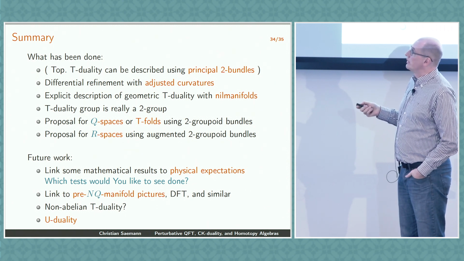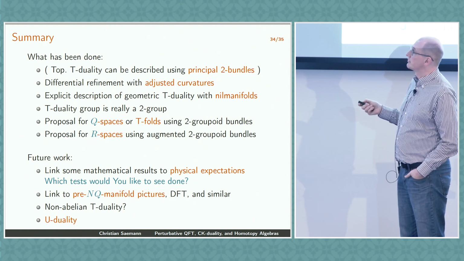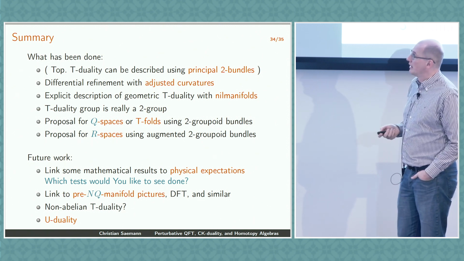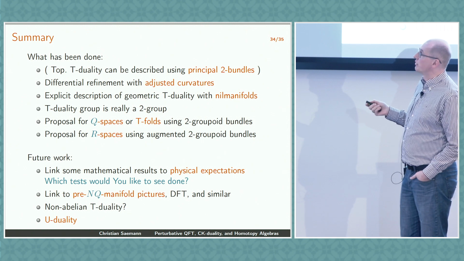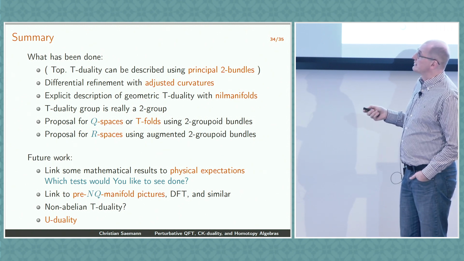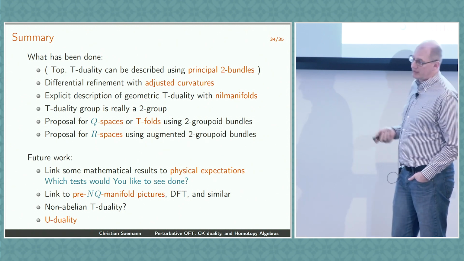And then we went beyond the geometric cases and came up with two proposals: for Q spaces or T-folds using 2-groupoid bundles, and for R spaces using augmented 2-groupoid bundles. And again, the R space case contains everything, subsuming everything that was before.